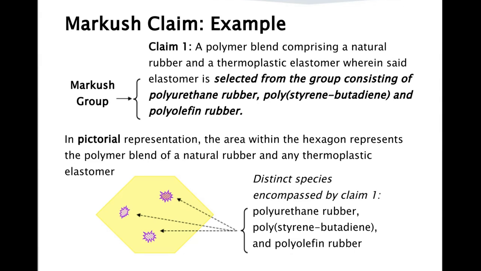In this example, the Markush group is polyurethane rubber, polystyrene, butadiene, and polyolefin rubber. Claim 1 has 3 distinct species due to the Markush group.